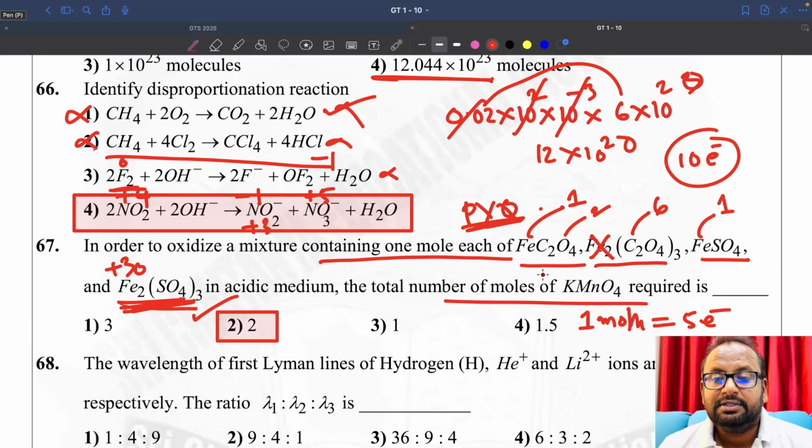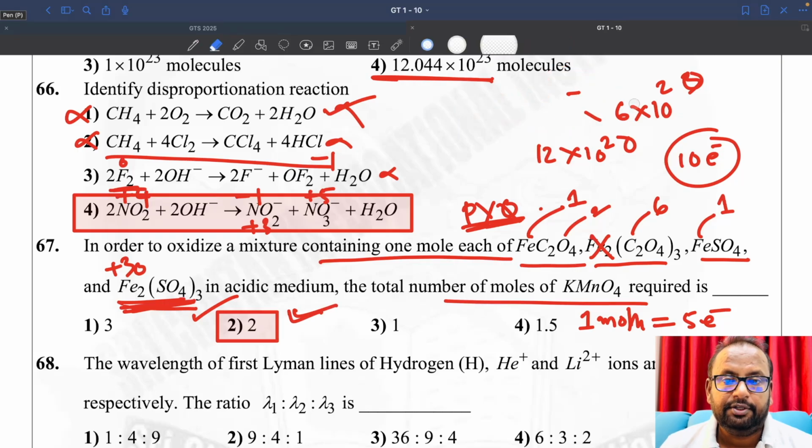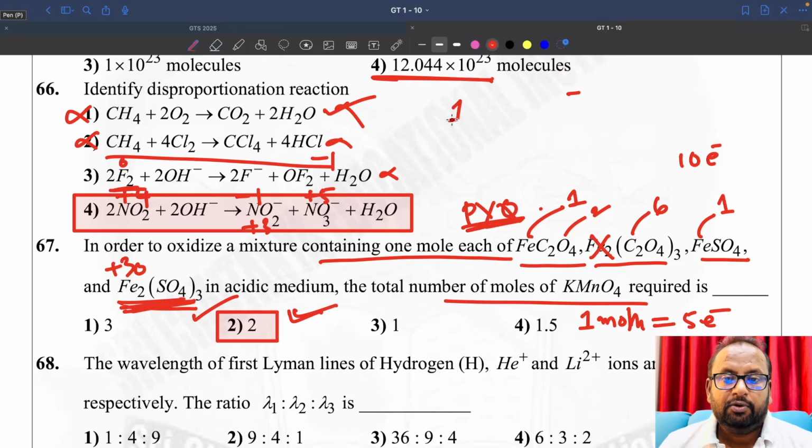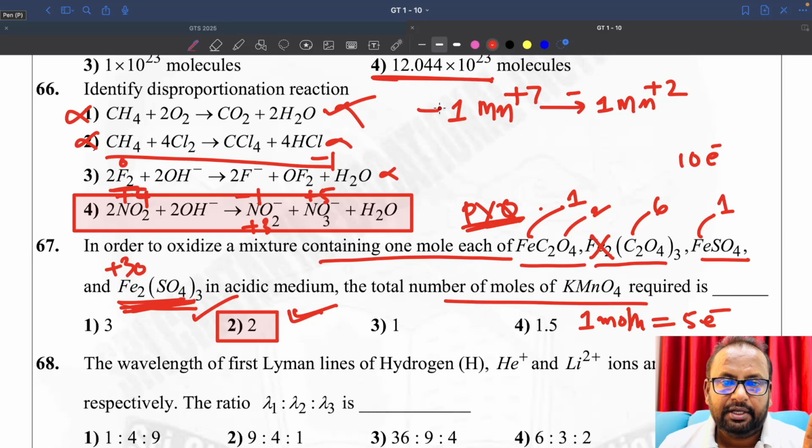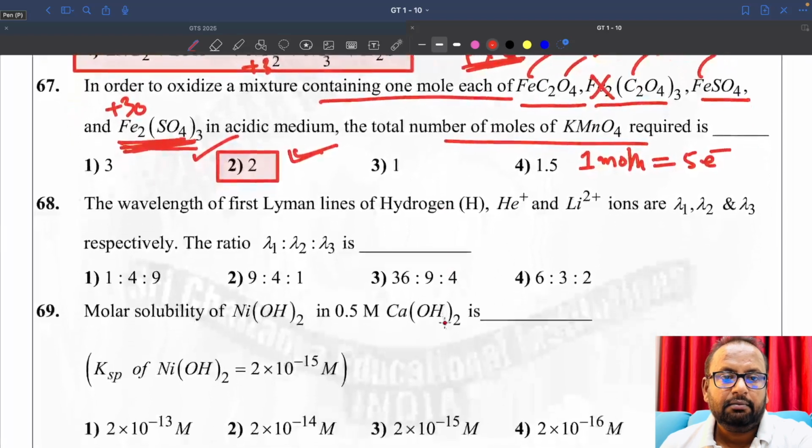Total electrons required are 10. Released are 5 per mole, so that's why we multiplied by 2 moles. What's the meaning of it? The meaning is, 1 mole KMnO4, Mn +7 to 1 mole Mn +2, needs how many electrons? 5 electrons. If this reaction takes place 2 times, you will get the 10 electrons which are sufficient to oxidize all of this. Okay. Answer is 2.